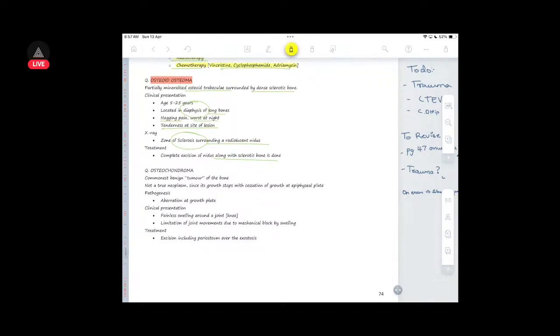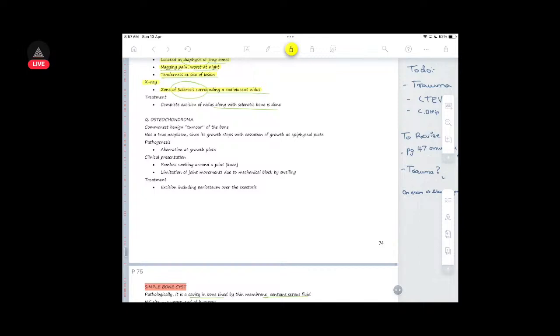Osteoid osteoma is partially mineralized osteotrabeculae surrounded by a dense sclerotic bone. Clinically, it is seen in 5 to 25 years, located in the diaphysis of long bones. There will be a nagging pain which is worse at night, and tenderness will be there at the site of the lesion. On X-ray, you can see a zone of sclerosis surrounding a radiolucent nidus. Treatment: you do complete excision of the nidus along with sclerotic bone.